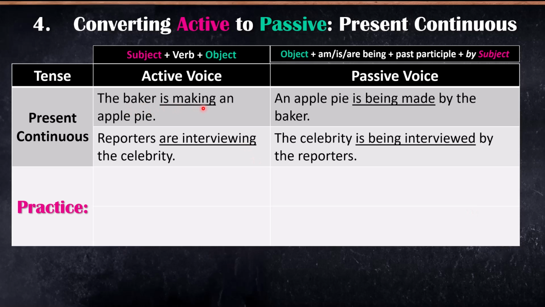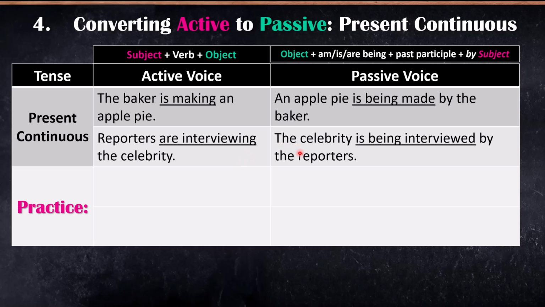The baker is making an apple pie. Reporters are interviewing the celebrity. So to convert these to passive, we begin with the object, then am, is, or are being, plus the past participle, plus by subject. So, an apple pie is being made by the baker. The celebrity is being interviewed by the reporters.